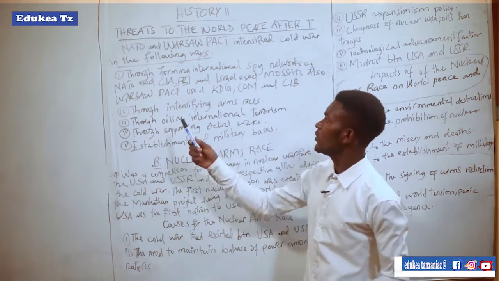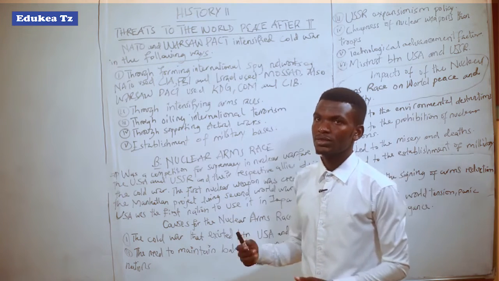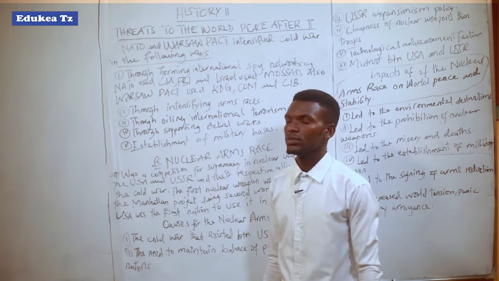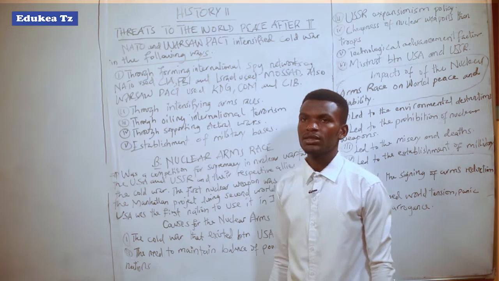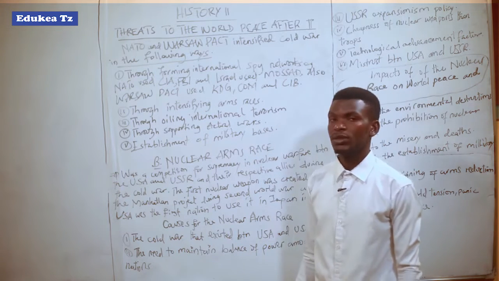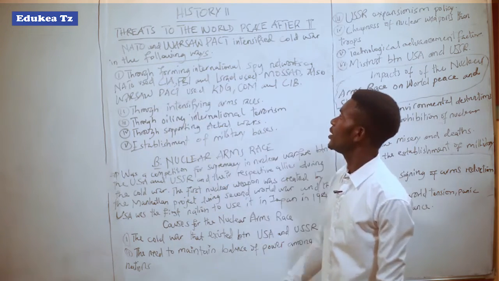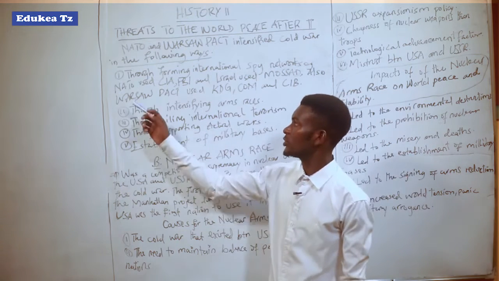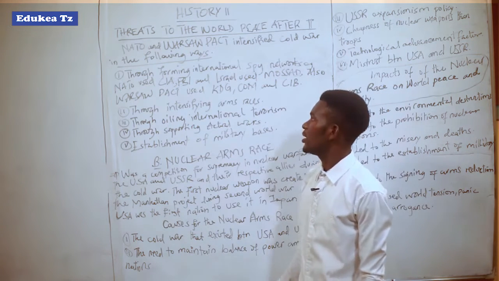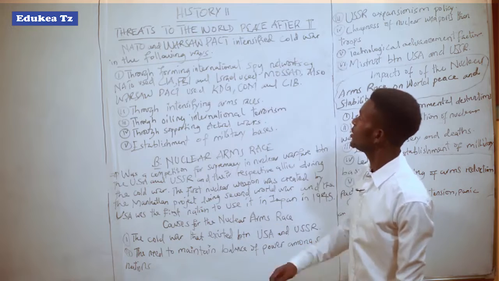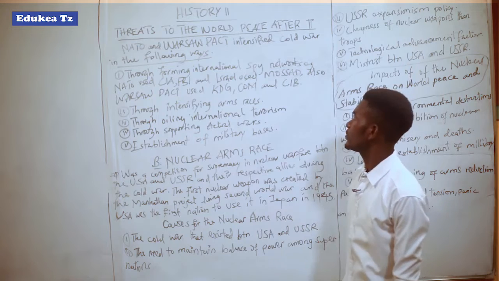The first way was through forming international spy networks. It means that those military alliances, which were formed in 1949 and 1955 respectively, intensified the Cold War by forming international spy networks. For example, NATO used the CIA and the FBI as spy networks, and Israel used the Mossad, in order to contain the spread of communism.